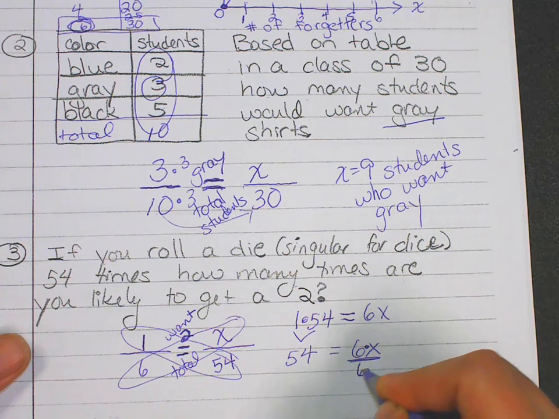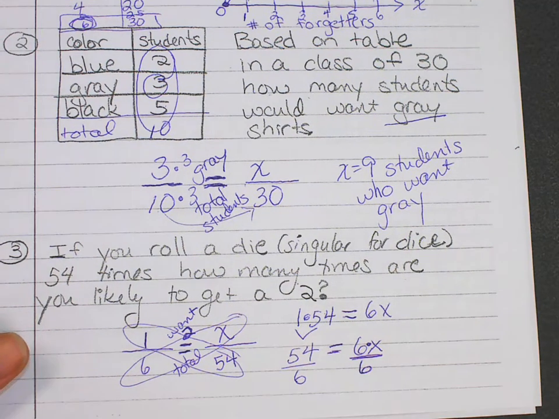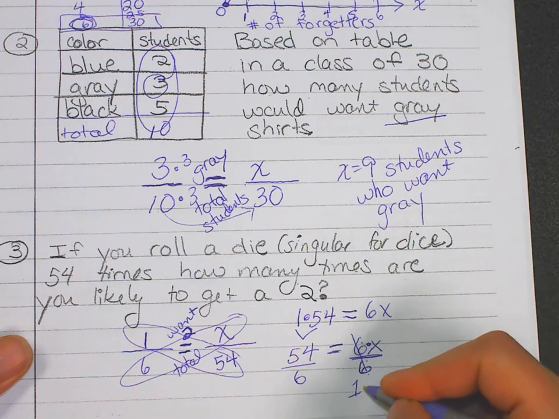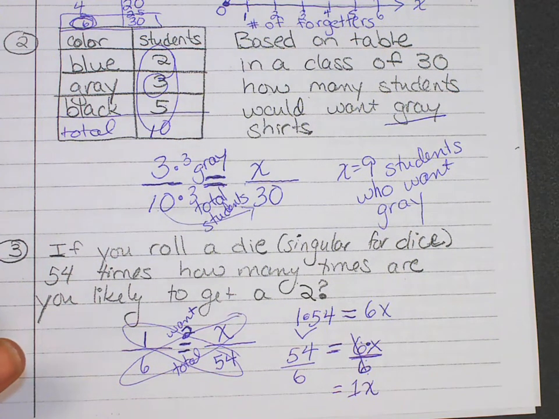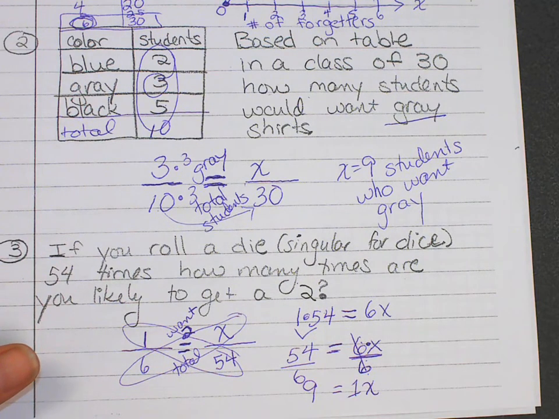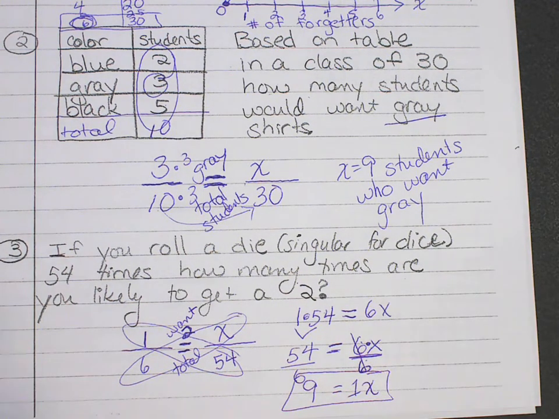I'm going to divide by 6, and I'm going to equivalently divide by 6 on the other side. It must be equal things. I'm doing equal things. Anything divided by itself is 1. So I have 1x, which is what I'm looking for. What is 1x? Well, 1x is 9. The answer is I can expect to get a 2 9 times. Now, this is probability. It's not certainty. I don't know if I roll a die 54 times I'm going to get 9, but I'm going to guess that I can. Okay, if I had to make a guess.